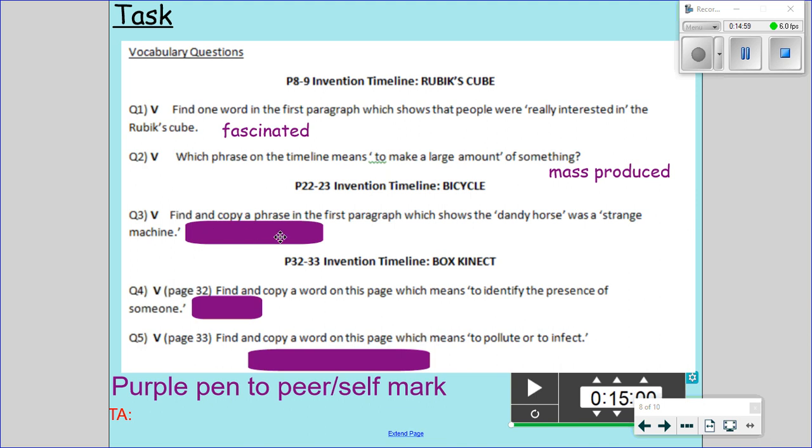Question number 3. Find and copy a phrase in the first paragraph which shows the dandy horse was a strange machine. Well, it didn't say strange machine, it said an odd contraption.